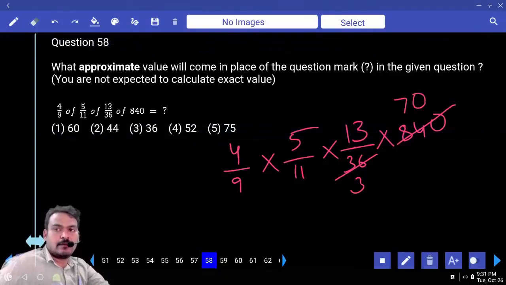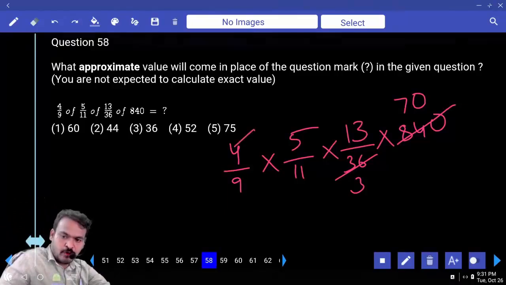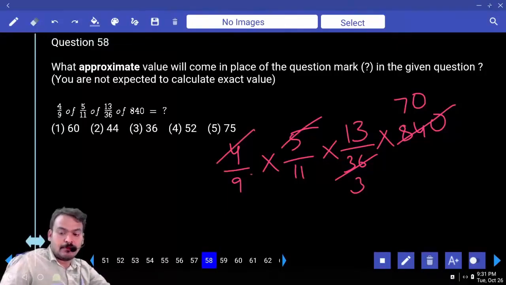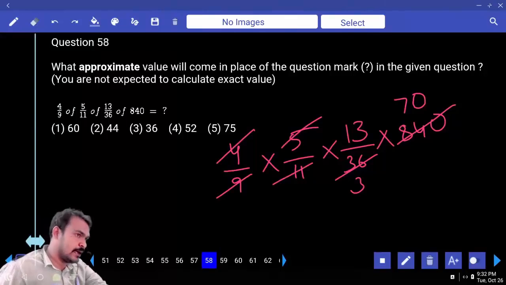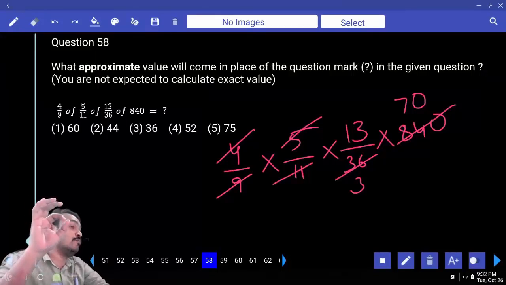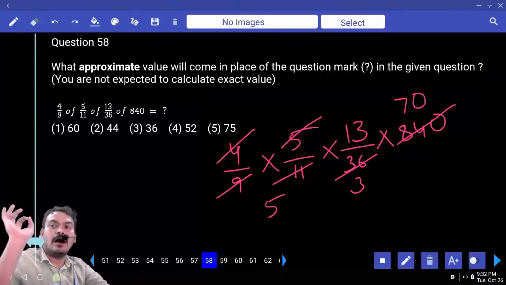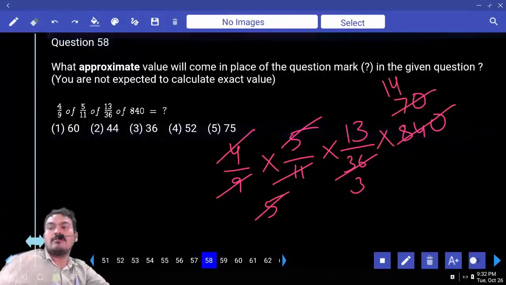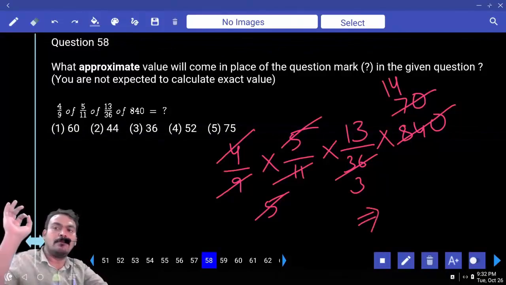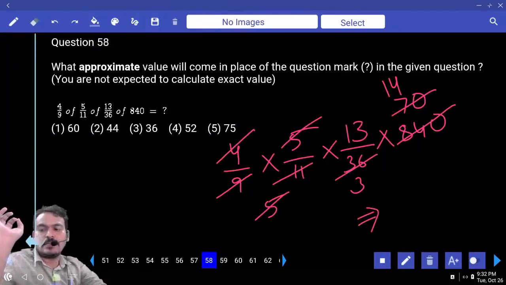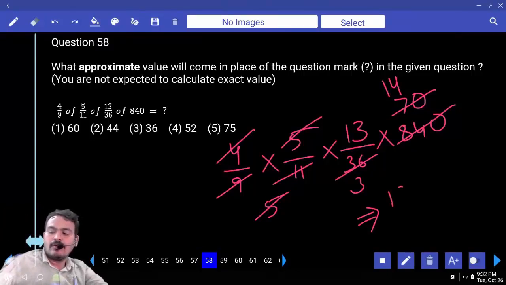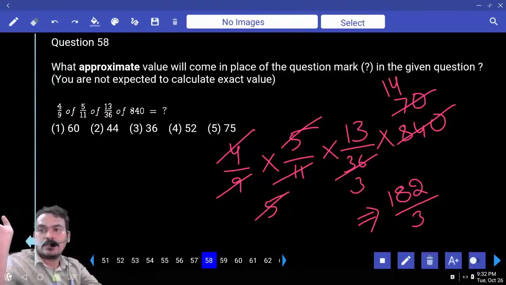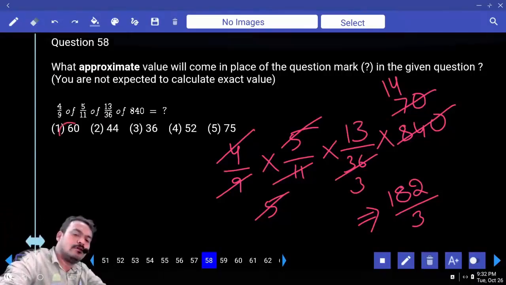Next, what are the numerator values? 4, 5, 13, or not? 4 into 5 is 20. Denominator 9 into 11, or not? 99. 20 by 99 means almost 5 times, or not? Almost 5 times. Next, 5 how many times is 70? 14 times, or not? This one we wrote 13 into 14 by 3, or not? What is 13 10 times? 130. 13 4s are 52. Total it will be 182 by how much value? 3. Almost 60 times, or not? What is the nearest value in options? First option, or not?